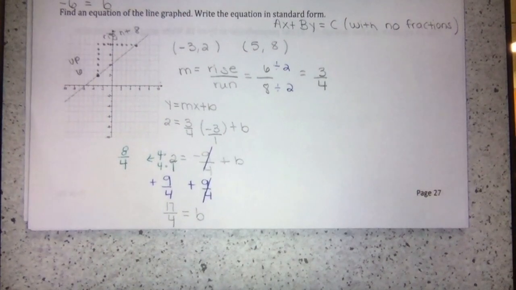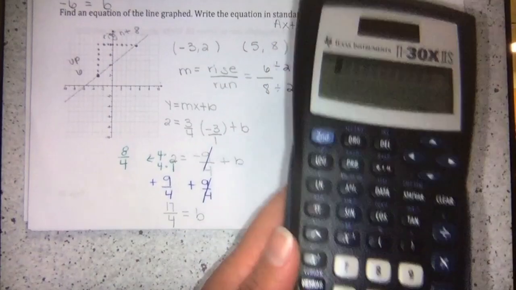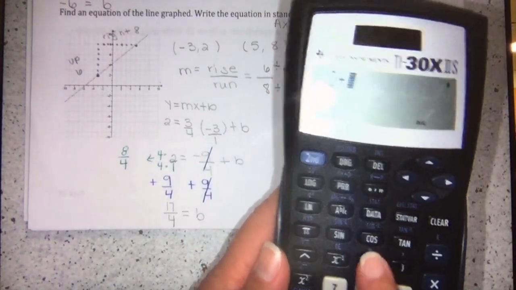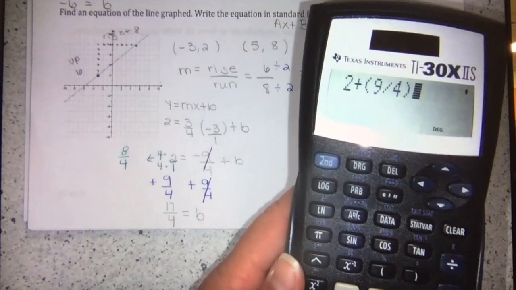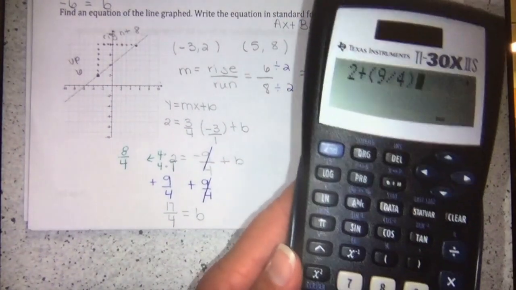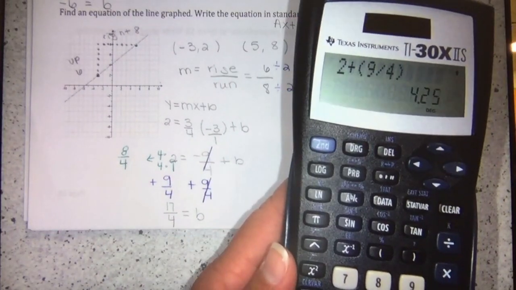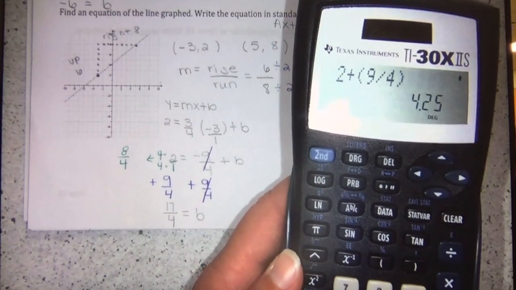Now that's the part that everyone hates. So if that really trips you up, I'm going to show you how to do it in your calculator. So in your calculator, if you do 2 plus, in parentheses, 9 over 4, the reason why I want to do it in parentheses is to separate that 9 fourths as its own fraction, equals 4.25. I want to change this decimal into an improper fraction.